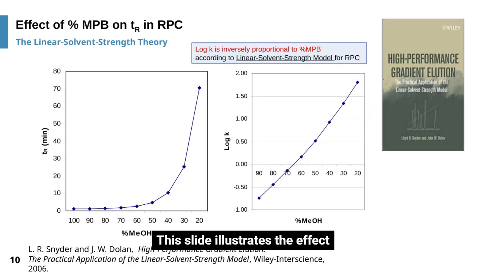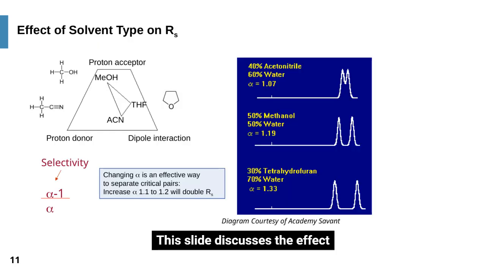This slide illustrates the effect of % MPB on TR in RPC using the linear solvent strength theory. It shows that log K is inversely proportional to % MPB, demonstrating the relationship between solvent strength and retention. This slide discusses the effect of solvent type on selectivity, RS, highlighting the differences between MeOH, ACN, and THF as proton donors and acceptors. Changing selectivity is an effective way to separate critical pairs, where increasing it from 1.1 to 1.2 can double RS.